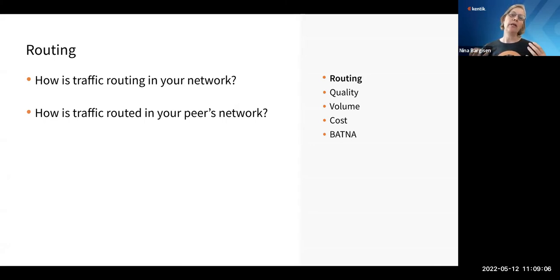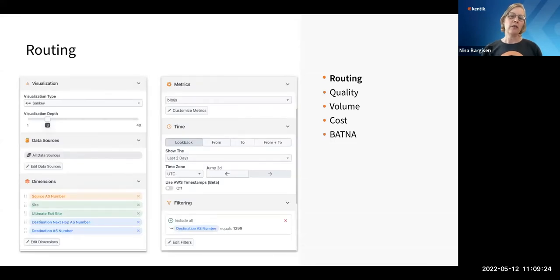So when we look at routing, there are two things we want to look at. We want to look at how traffic is routed inside your network and how traffic is routed in your peer's network. And for this, the Data Explorer in the Kentik tool is your friend. So let's have a look at the query that we can do. We're going to look at the sources of the traffic, so the source ASN numbers, the site where it's entering our network, and the site where it's exiting our network. That site is called the ultimate exit site in Kentik.